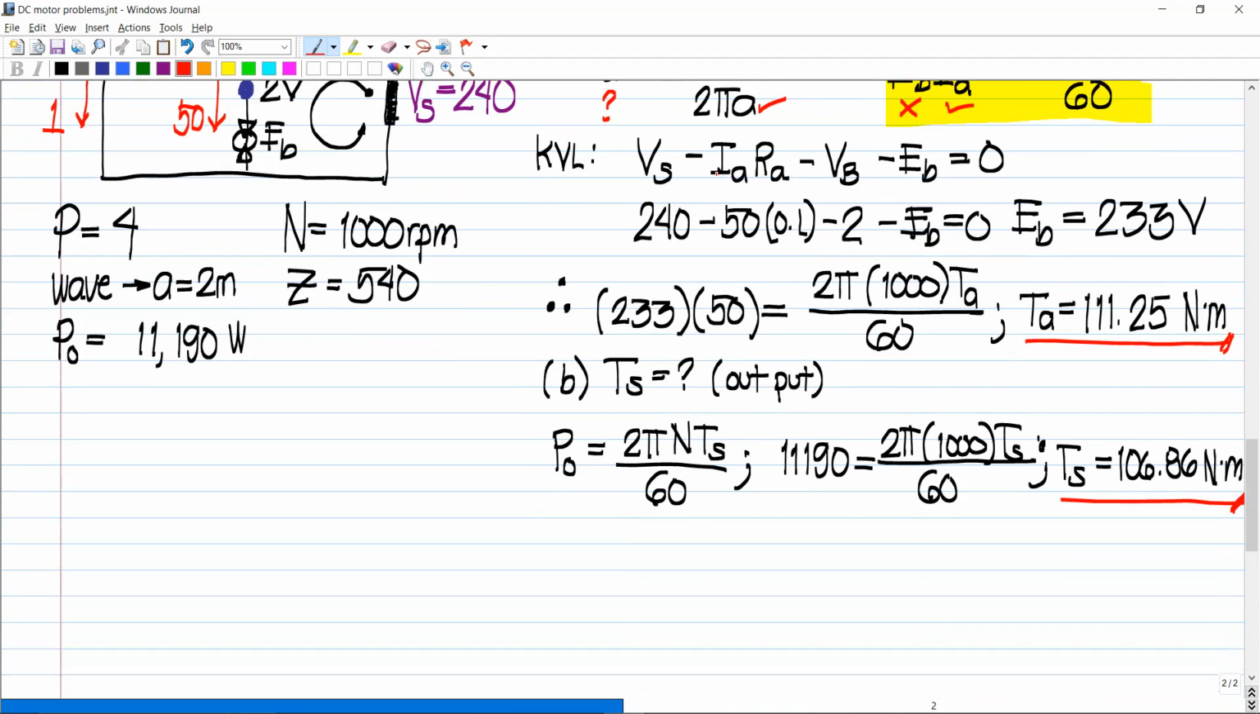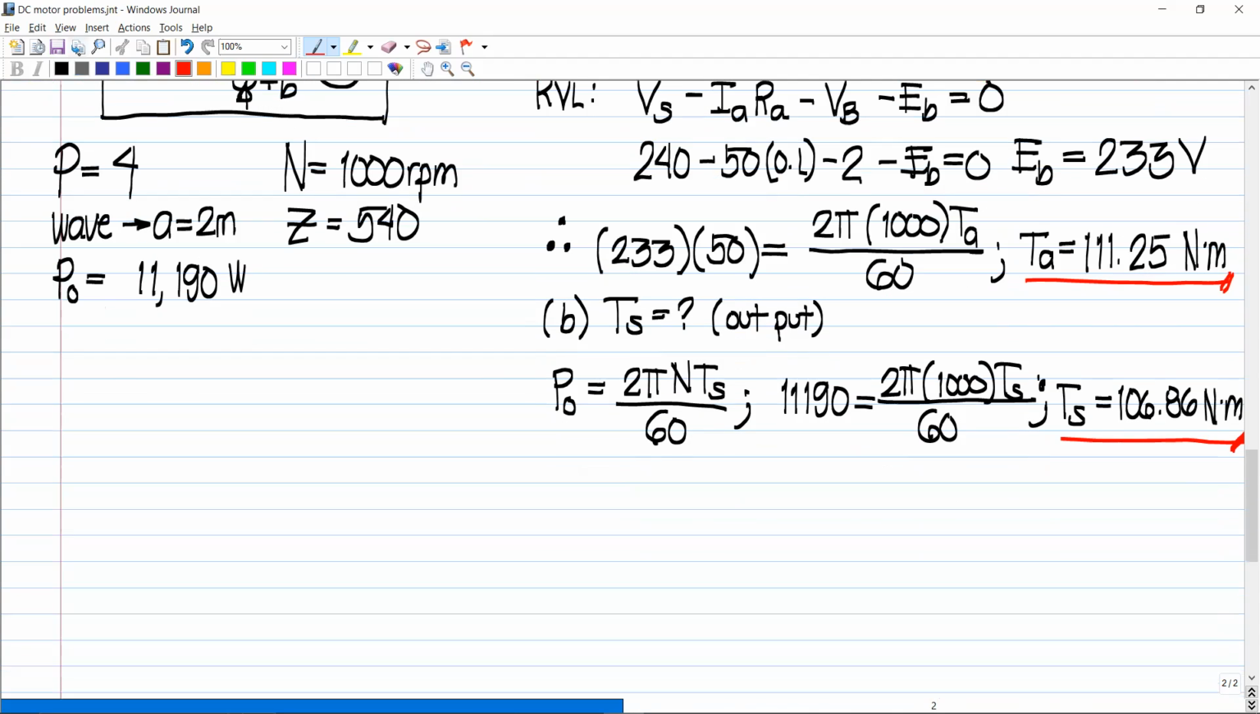So, engineers, ano ang alam nating formula na naghahanap ng flux or gumagamit ng flux? The formula for our EBAC, di ba? Which is pounds over 60A. Di ba? Formula for the EBAC, that is equal to the number of poles, the flux, the speed, the number of conductors over 60, and the number of parallel paths.